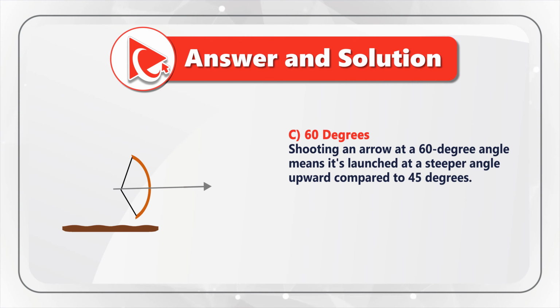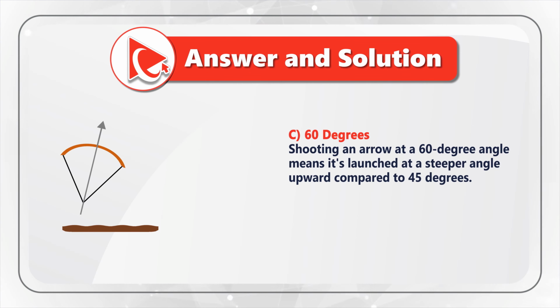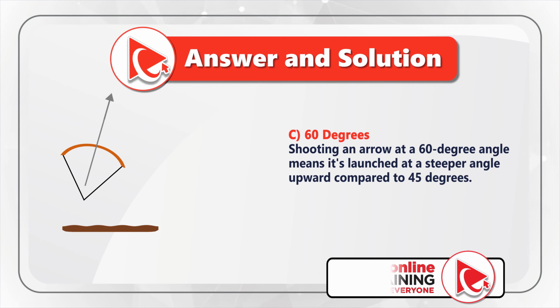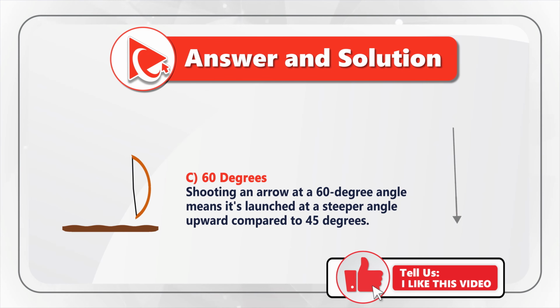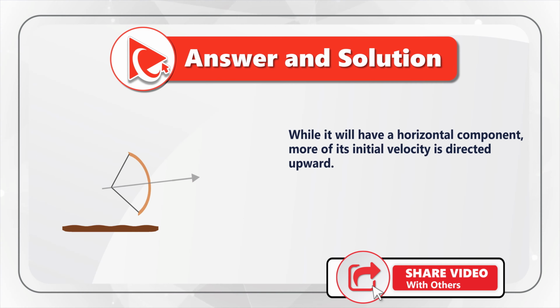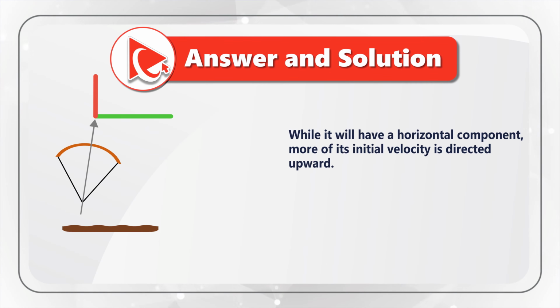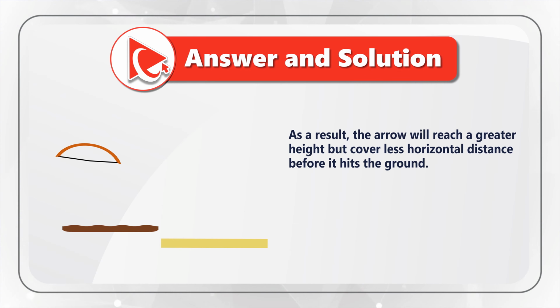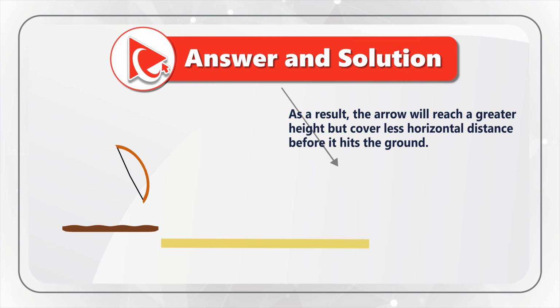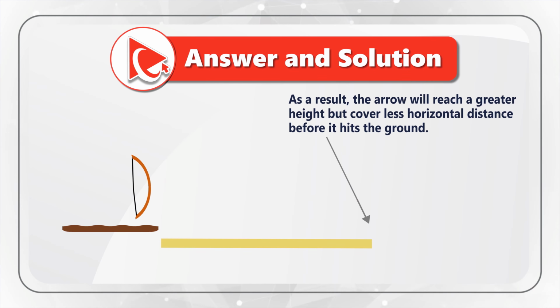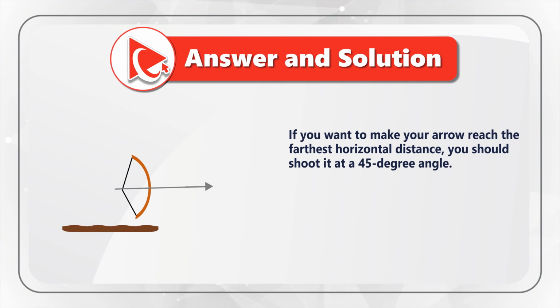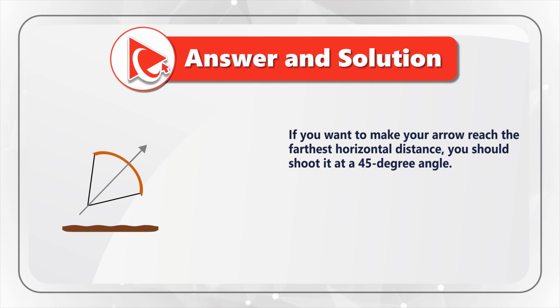Now let's compare it to shooting an arrow at a 60-degree angle. This means we are launching it at a steeper angle upward compared with even a 45-degree angle. What's interesting in this case is that while it still has a horizontal component, more of its initial velocity is directed upward. As a result, the arrow will reach a greater height but cover less horizontal distance before it hits the ground. Which brings us to the 45-degree angle solution.